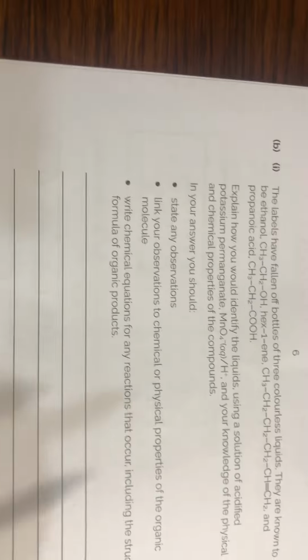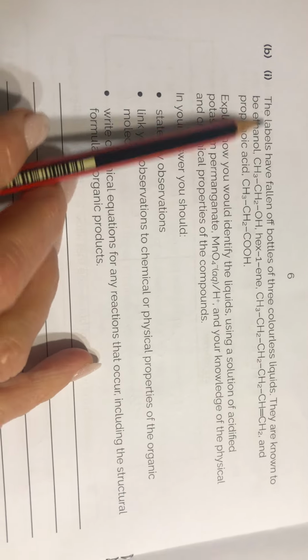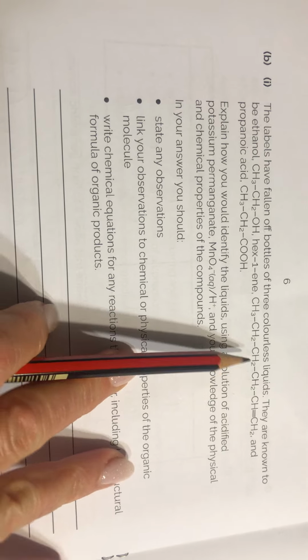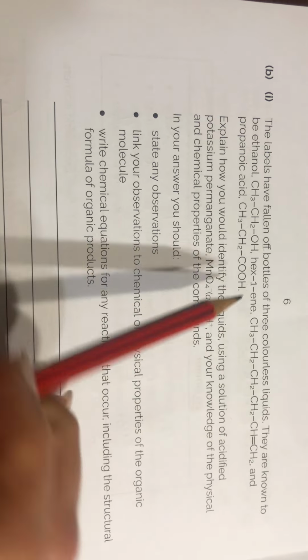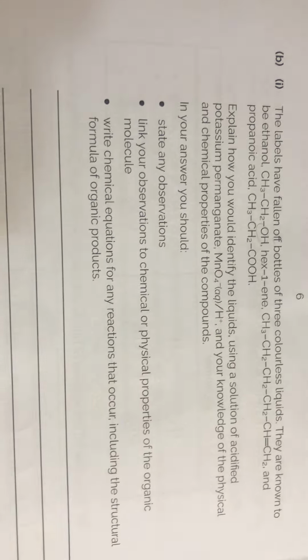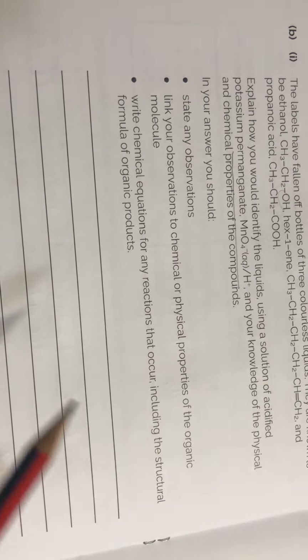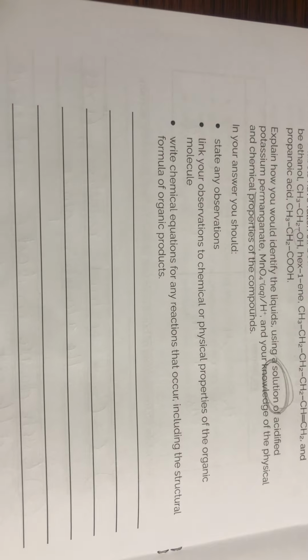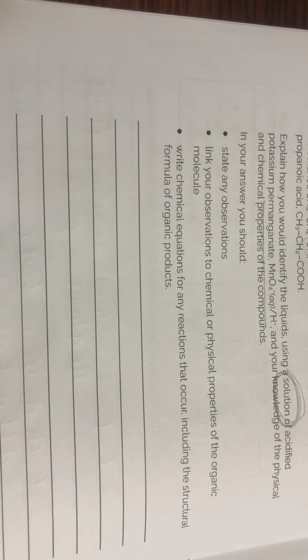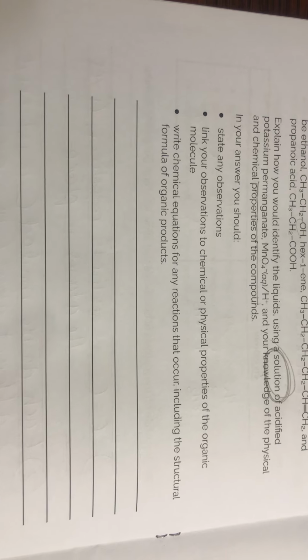Okay, we struggled with this a little bit, and this is quite tricky, so I'm just going to go through this one carefully. This is the old labels have fallen off the bottle question. They are 3 colourless liquids. So you've got an alcohol, an alkene, and you've got a carboxylic acid. And we need to use only potassium permanganate. And it's a solution, and that's a key word there. So some of you decided you'd choose your own reagents. You can't do that unless the question says choose your own reagents, right? So it's given us this, and that's all we've got.